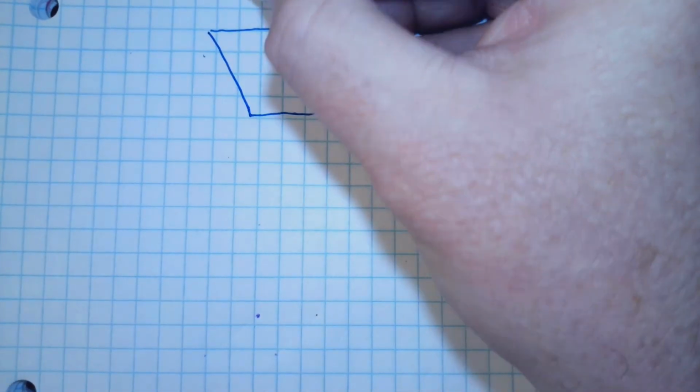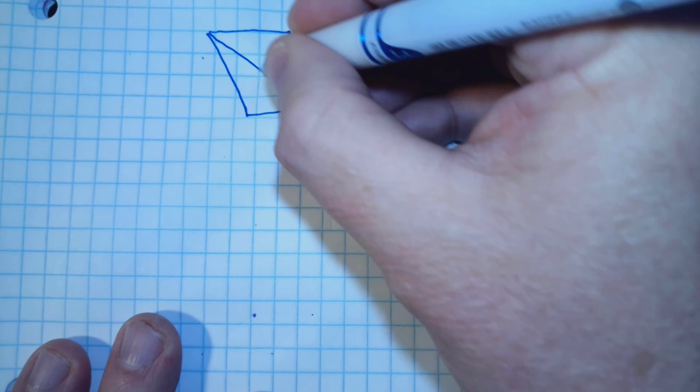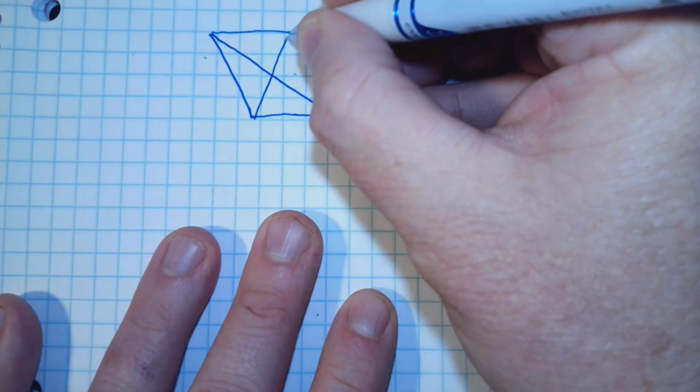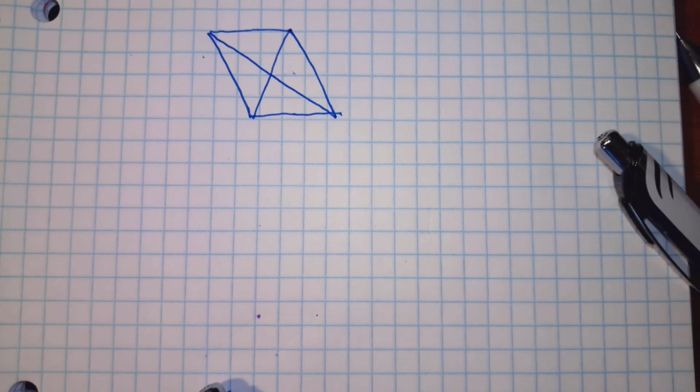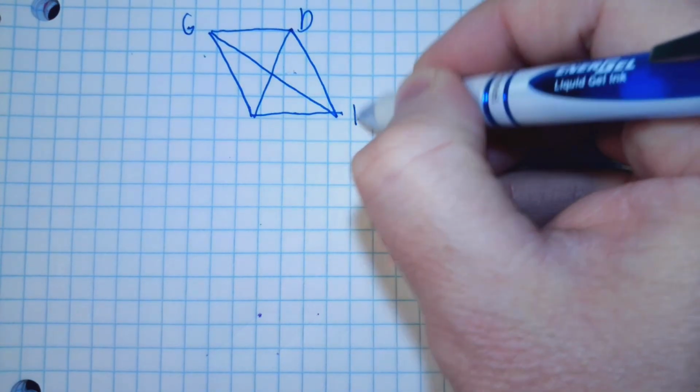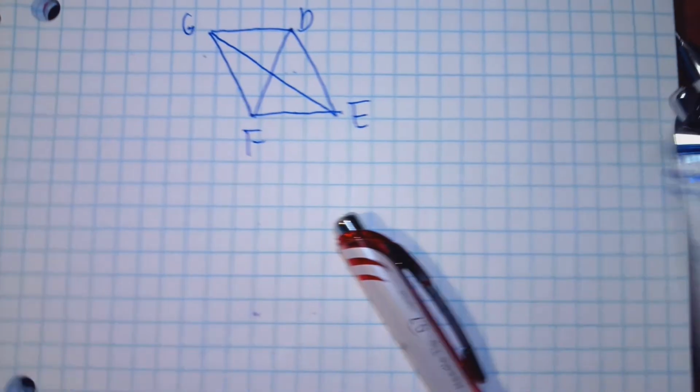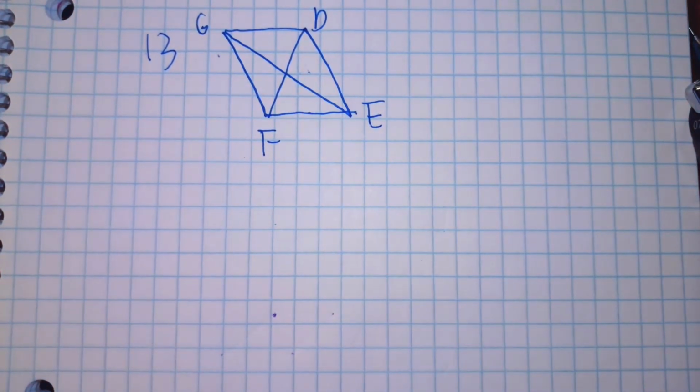Okay, and there it is on the ground. So G, D, E, F. G, D, E, F. Okay, this is 13. It won't be on your computer, but you will see it next. So it has a bunch of things. It says 27. Find the measure of the numbered angles in a rhombus.